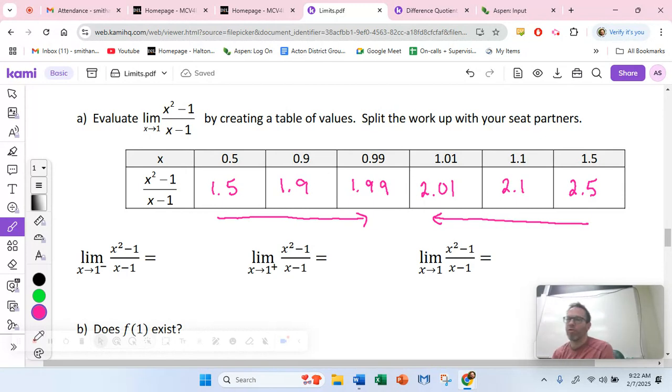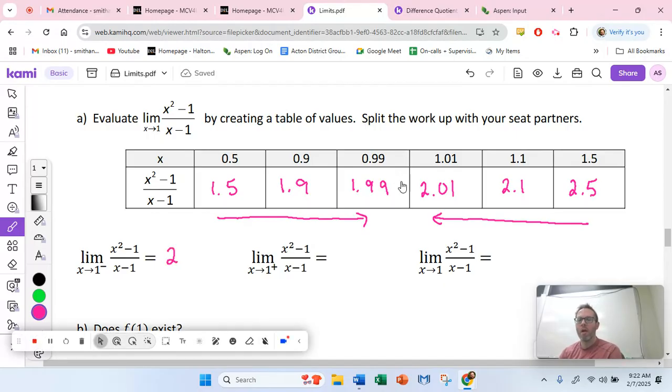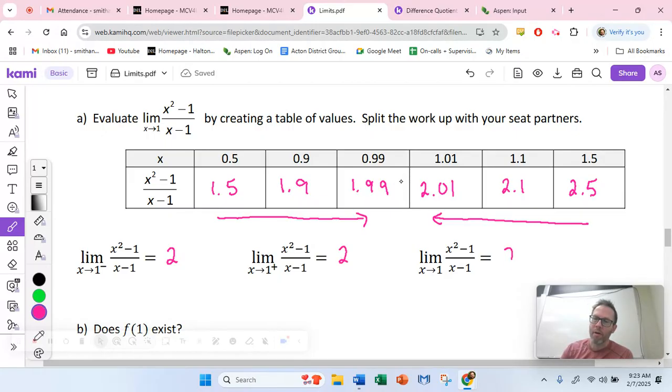It looks like we approach 2 from the left, 1.5, 1.9, 1.91, and we do actually. So as we approach 1, not as when x equals 1, but as we get really, really close to 1, those values are getting really, really close to 2. And the same thing happens from the right. And if the left-hand limit and the right-hand limit exist and are equal to each other, then the limit as x approaches 1 exists too.